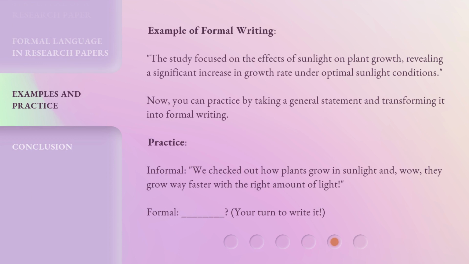Example of formal writing. The study focused on the effects of sunlight on plant growth, revealing a significant increase in growth rate under optimal sunlight conditions. Now, you can practice by taking a general statement and transforming it into formal writing.